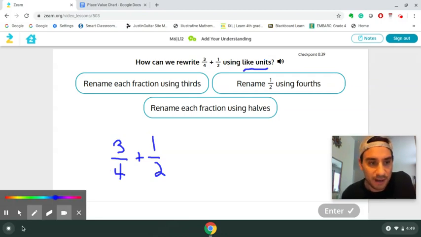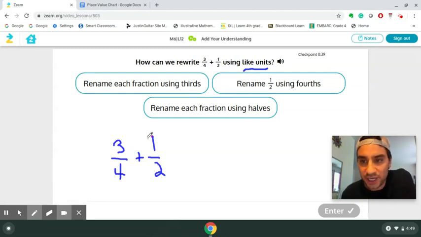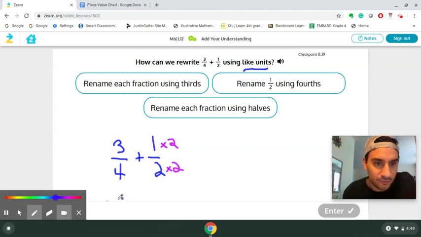So we need to find a common denominator. Right now we have fourths and halves. Now what can I change in order to make these the same, to find common denominators? Well, I can easily turn 2 into 4 if I multiply it by 2. But remember, to keep that fraction equivalent, I need to multiply the top and the bottom by the same amount. So if I multiplied my denominator 2 by 2, I need to multiply my numerator 1 by 2. Okay, now that's going to give me a new fraction.